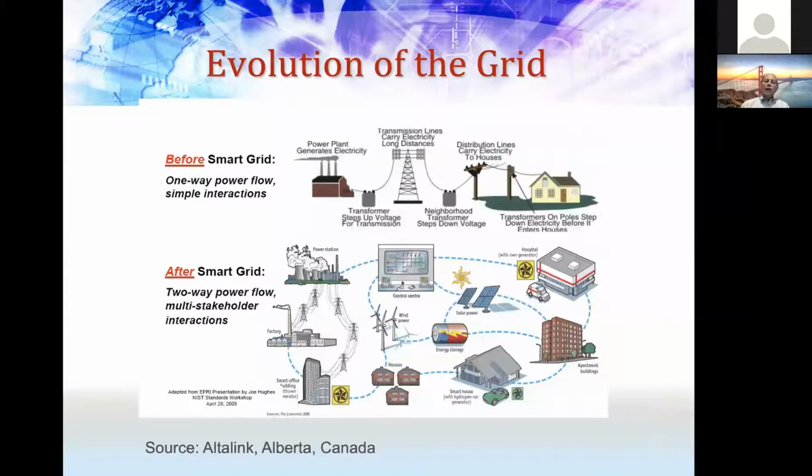Now, how has the grid evolved or evolving today? If you focus your attention to the top third of the picture here, before smart grid, standard practice, we all know this: power station, step up voltage transformer, transmission line, step down transformer, local substation, distribution feeder, circuits to your home. We have that going on for more than 100 years now.